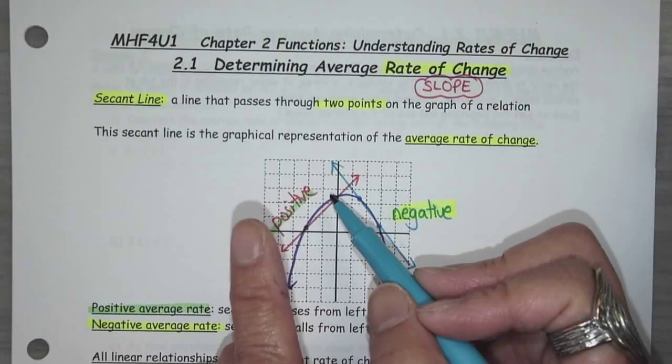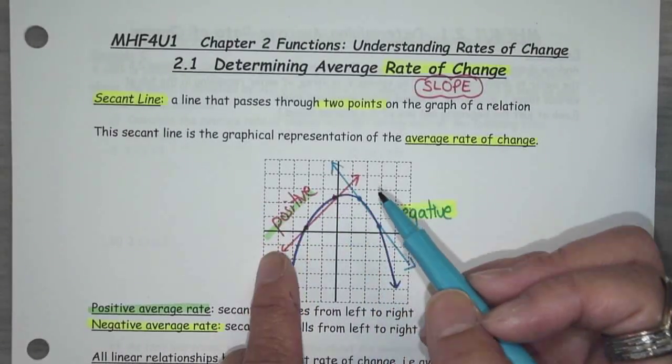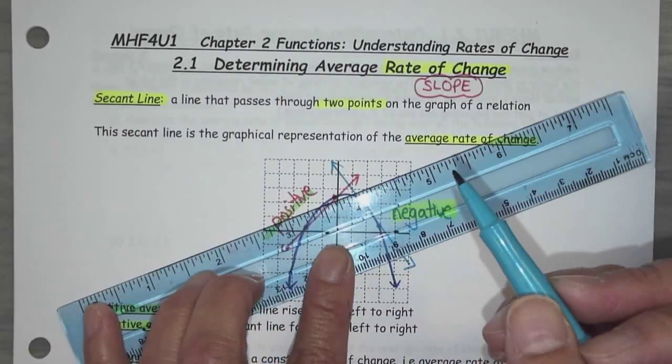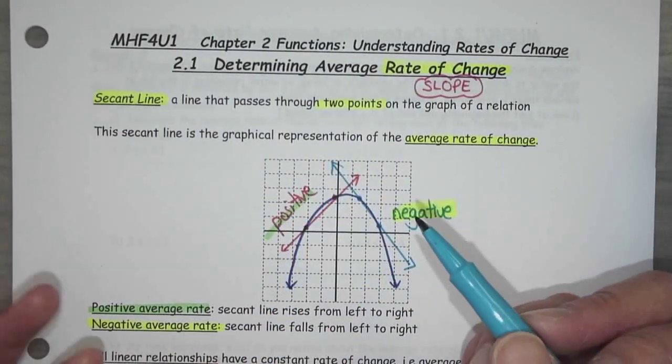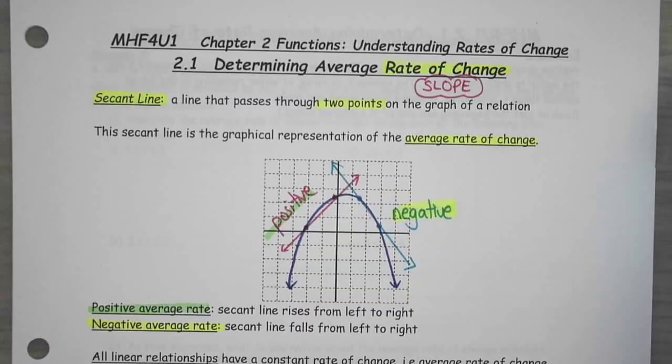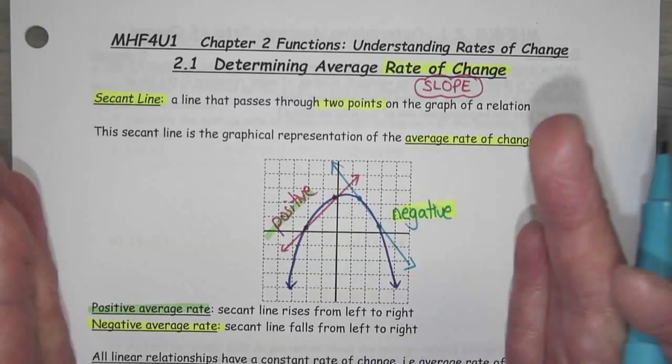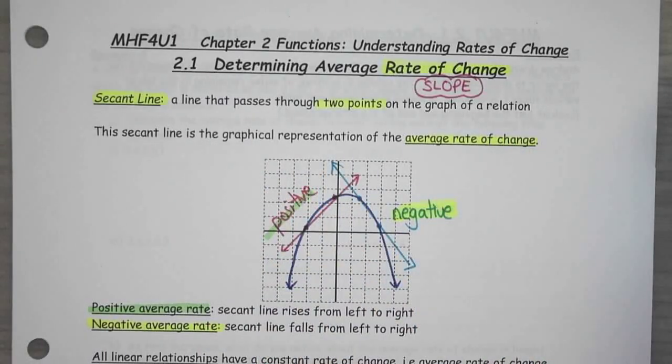y2 minus y1 over x2 minus x1, always 2 points. What calculus looks at is what happens if I have 1 point. I cannot do y2 minus y1. So then they developed a pattern. They looked at secant lines, what happens with that, and that's where this comes in. So we're starting with secant lines, and we'll eventually get to a tangent line.